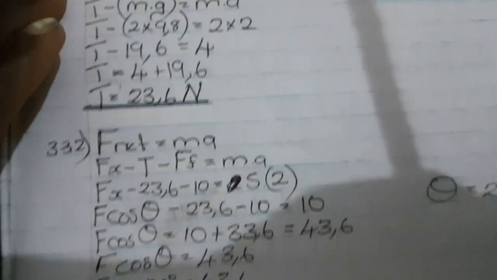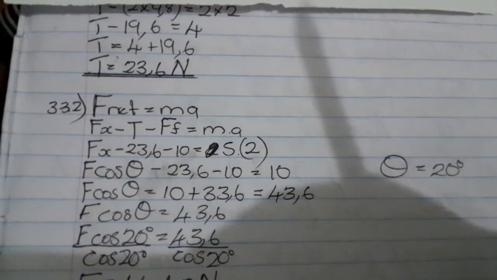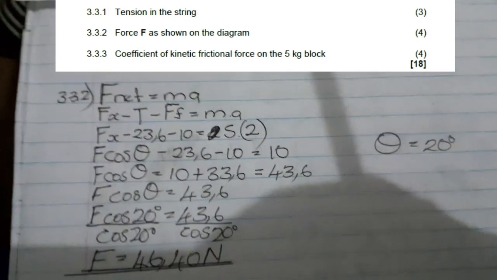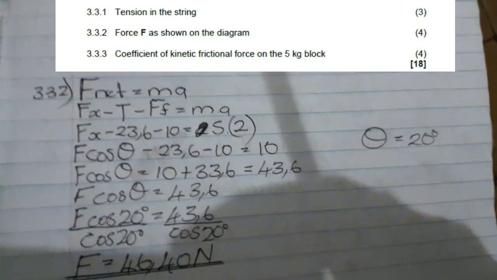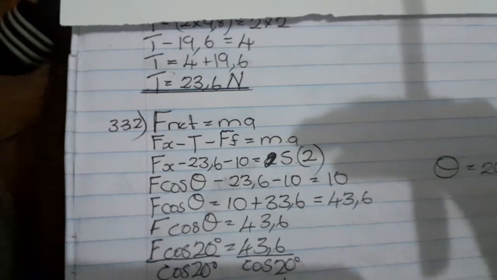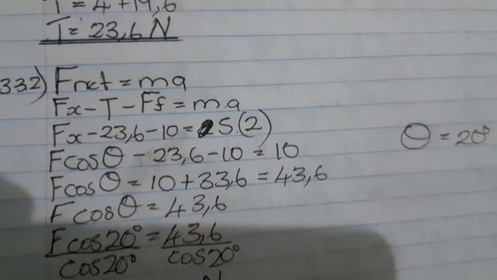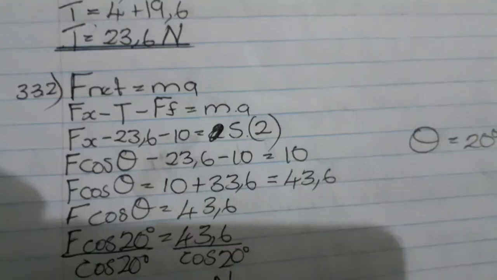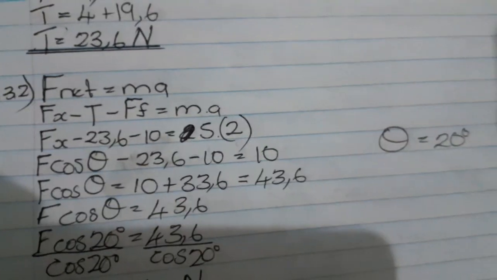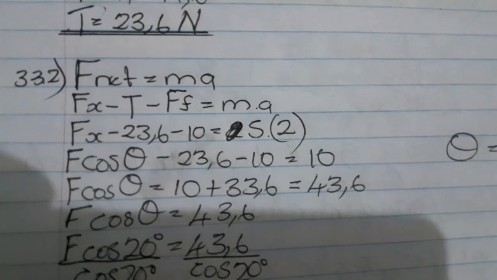Let's move on to 3.3.2. For 3.3.2, there'll be a lot of explanation for me to do. But now let's look at it. Remember, 3.3.2 is asking us to solve for the force. So we need to know the force being applied onto the 5 kg block. That force is applied at 20 degrees from the horizontal. We need to know the magnitude of that force. We know that the force is at 20 degrees from the horizontal, so our theta is 20 degrees from the horizontal.